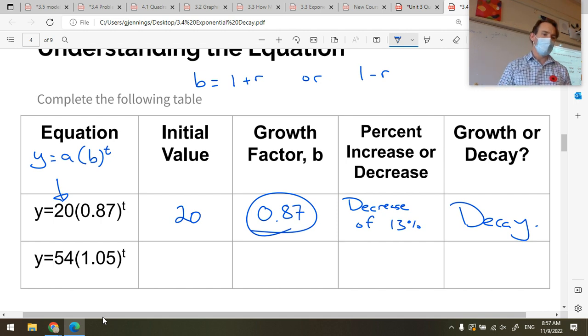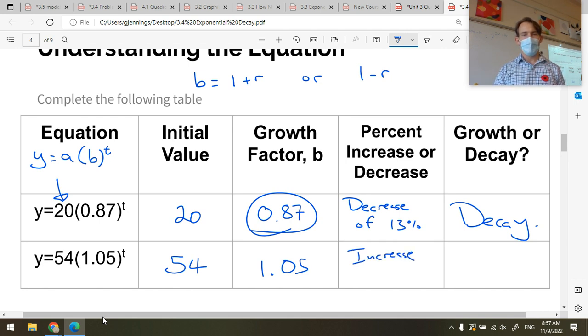This one here, this is growth. This is what we looked at yesterday. Its initial value is 54. Its growth factor is 1.05. Its percent increase or decrease, it's an increase of 5%. And this is an example of growth.